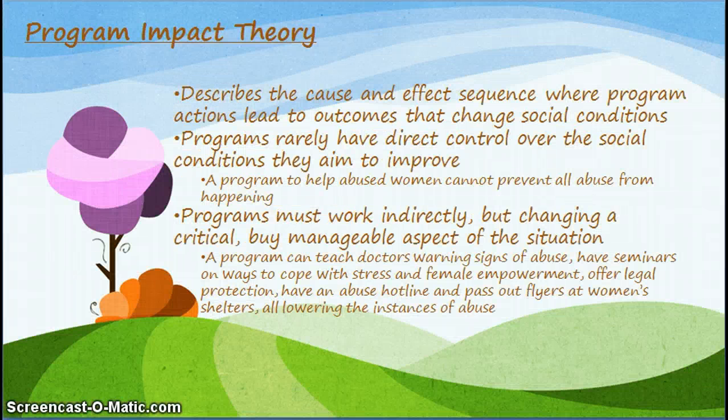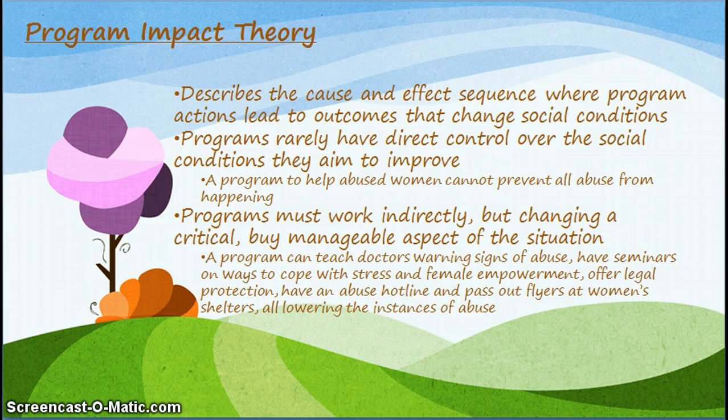So, speaking about the impact theory, what it does is it describes the cause and effect sequence where program actions eventually lead to outcomes, and those outcomes lead to the change in social conditions. Unfortunately, programs rarely have direct control over social conditions that they aim to improve. For example, a program to help abused women can't just take away all abuse from happening. So what a program must do is work indirectly by changing critical but manageable aspects of the situation.